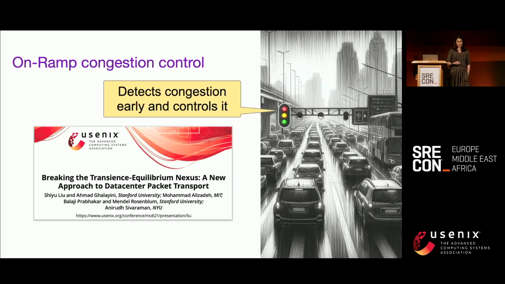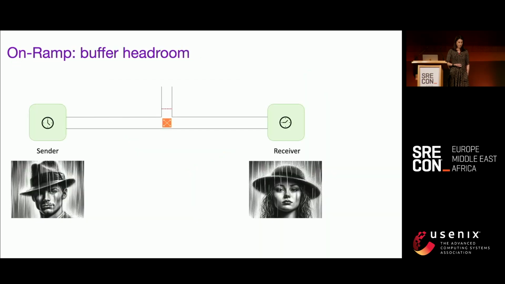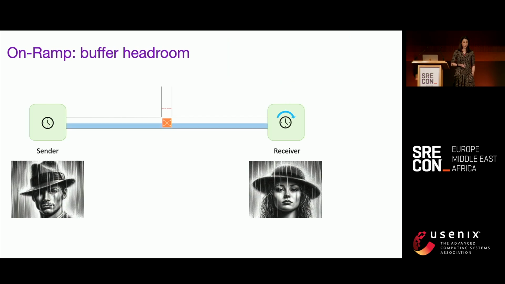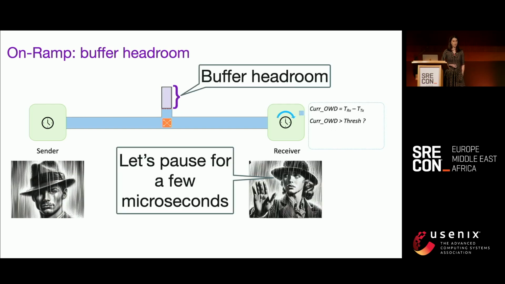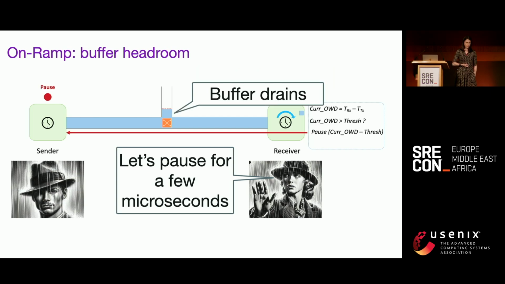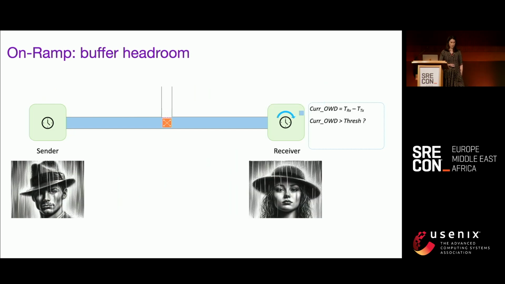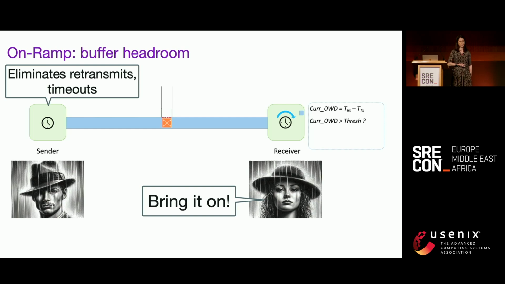It detects congestion early and then it controls it. So basically, the idea is that you first have the sender and receiver clocks synchronized at a high degree of precision, so you know one-way delays accurately. And if those one-way delays go beyond a congestion indicating threshold, such as a minimum one-way delay plus some headroom, at that point, Bonnie is going to tell Clyde to pause for just a few microseconds. And that is enough for the intermediate buffer to drain, so we never have these retransmits and timeouts.